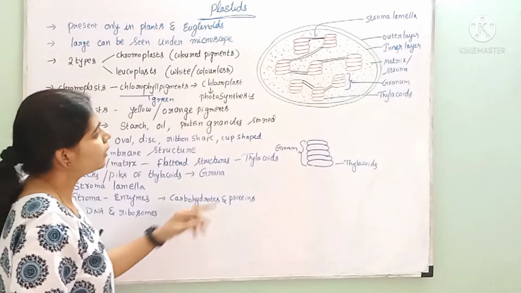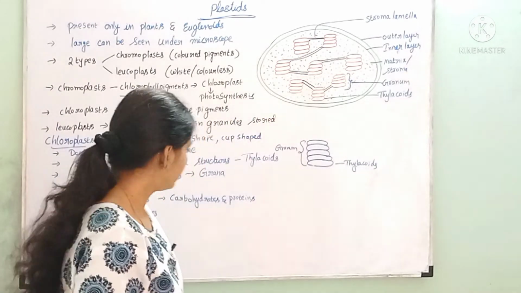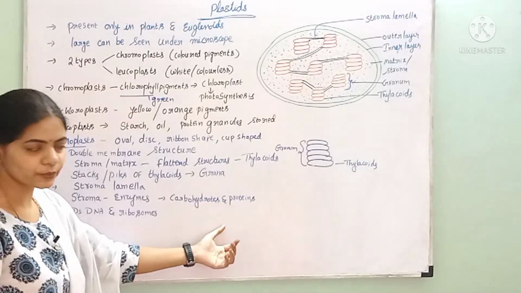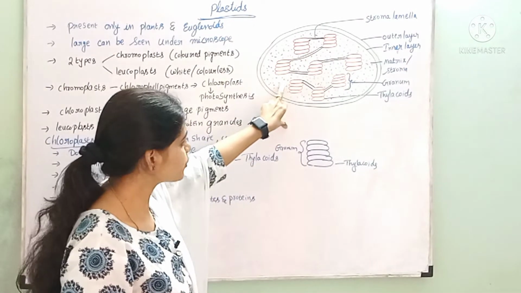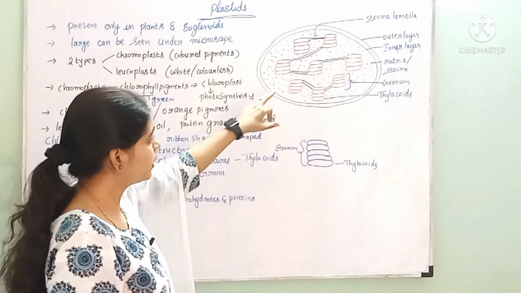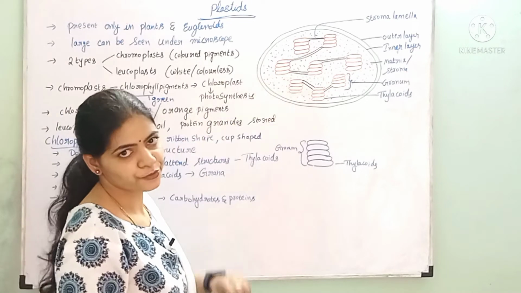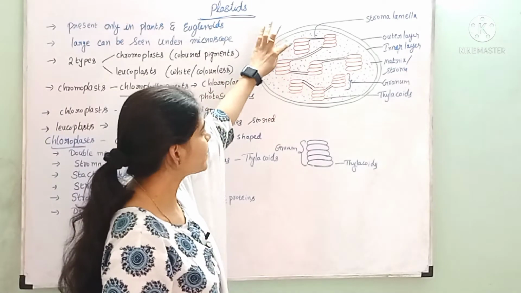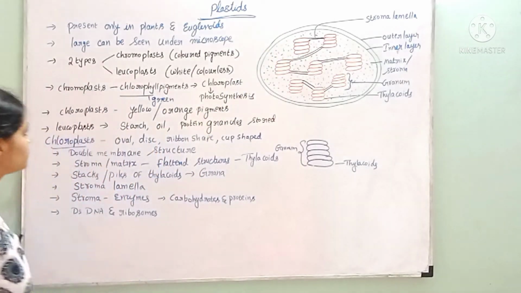Within the stroma there are several enzymes for the synthesis of carbohydrates and proteins. In addition to this, double-stranded DNA and ribosomes are also present in the stroma. Whereas the photosynthetic pigments are present in the thylakoids. And this is about the plastids.